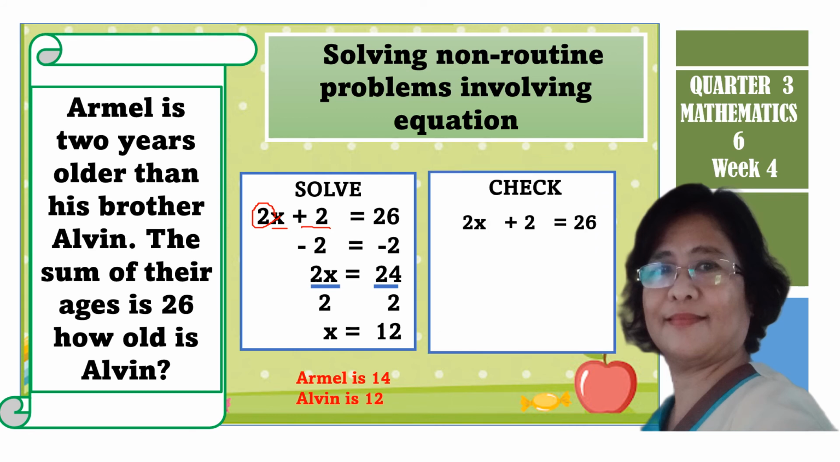So to check if our answer is correct, 2x + 2 = 26. Let us substitute the value of x, which is 12. Let us multiply 12 by 2. This is 24, plus 2 is equal to 26. So 12 times 2 is 24, plus 2 is equal to 26. 26 is equal to 26. So 14 plus 12 is equal to 26. So Armel is 14 and Alvin is 12.